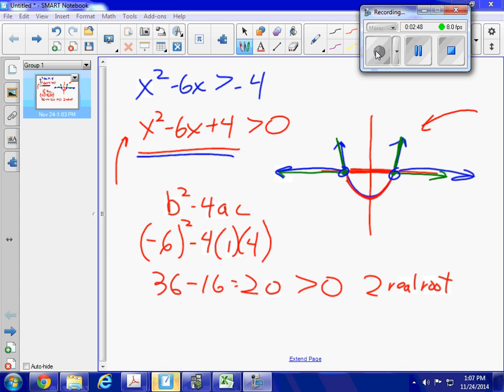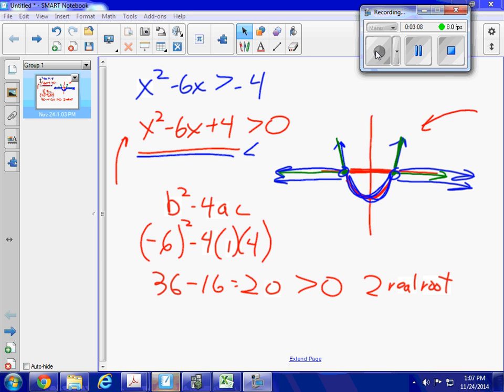Just so you know, if it wasn't a greater than sign, but a less than sign, then my answer would be in this area here, and the parts going that way would not be solutions. But that is not the case in this particular problem. So the next thing I'm going to do is find out what my real roots are.